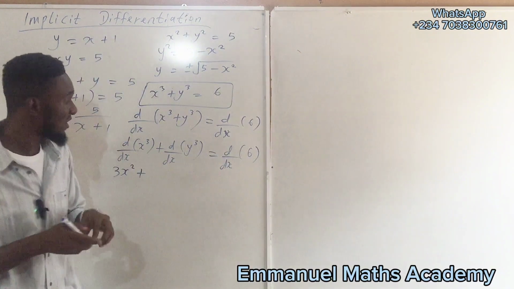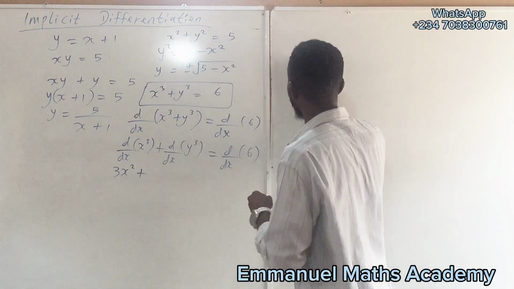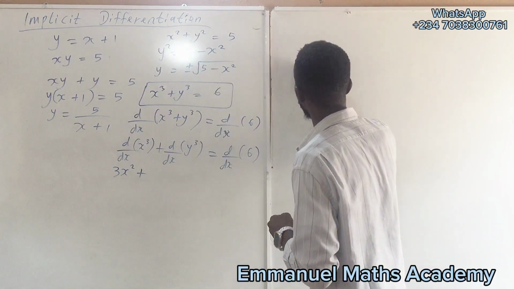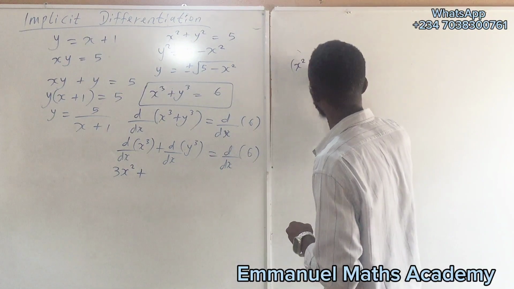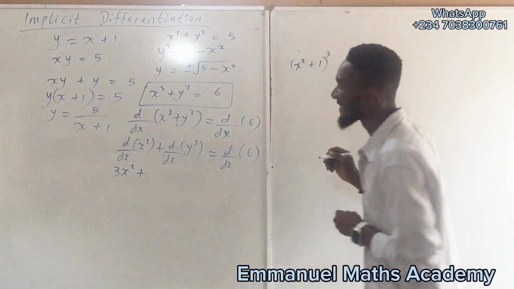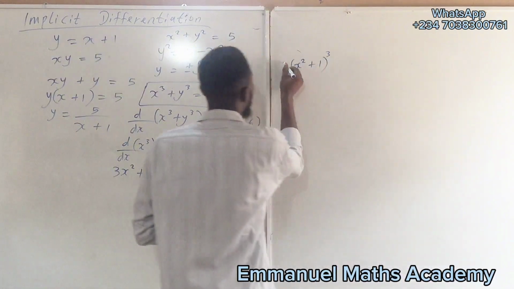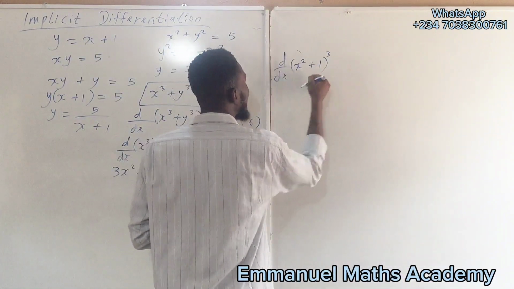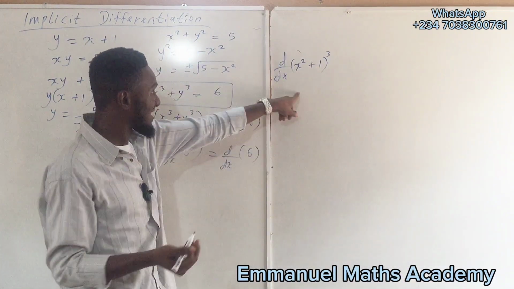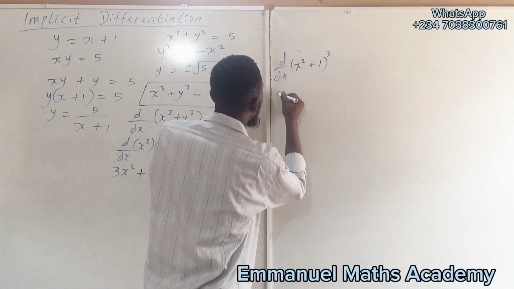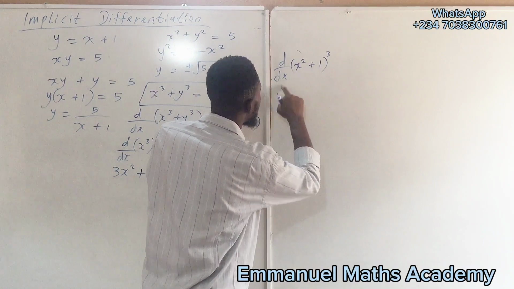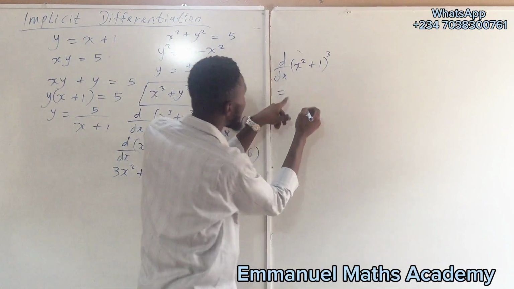Remember in your chain rule, if you are given something like x squared plus 1 raised to power 3, and you're asked to find the derivative of this, this is chain rule, right? This is chain rule. So what do we do? The dy/dx here is what? Differentiating this with respect to x will give you what?